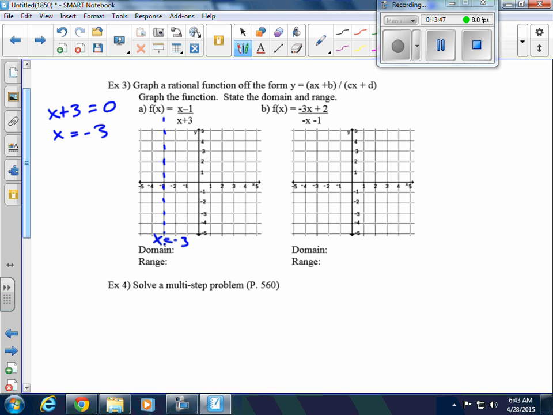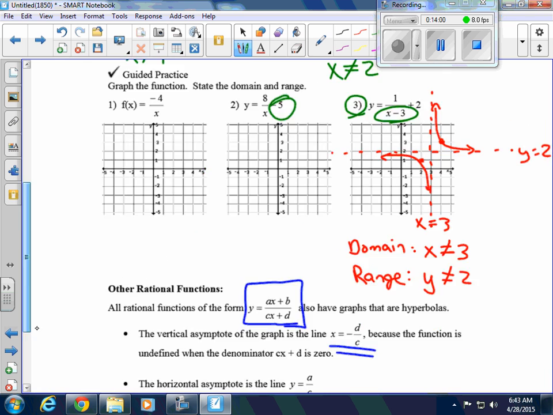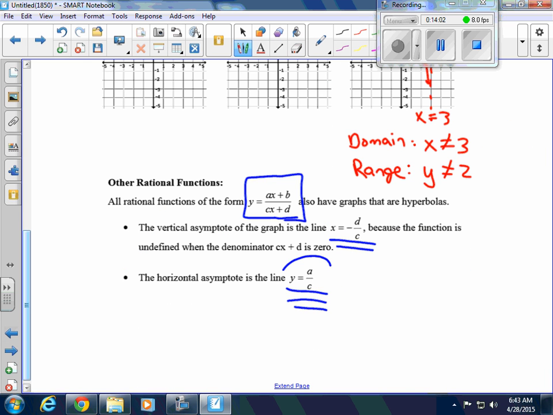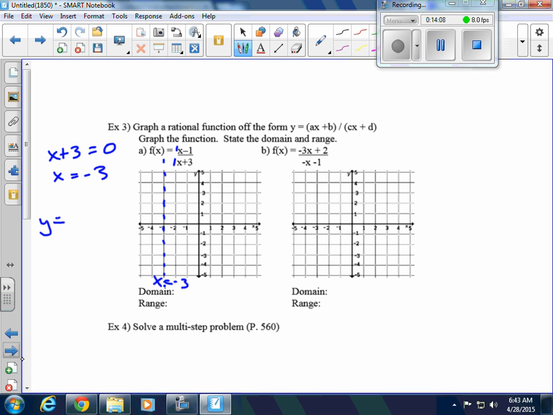The next thing, I see that these two are the same. The leading coefficient here is 1. The leading coefficient here is 1. And remember, it's y equals a over c. And a is the top one, c is the bottom one. So it's going to be a, which is 1, divided by c, which is 1. So that is going to be 1. So my horizontal asymptote is going to be right there.